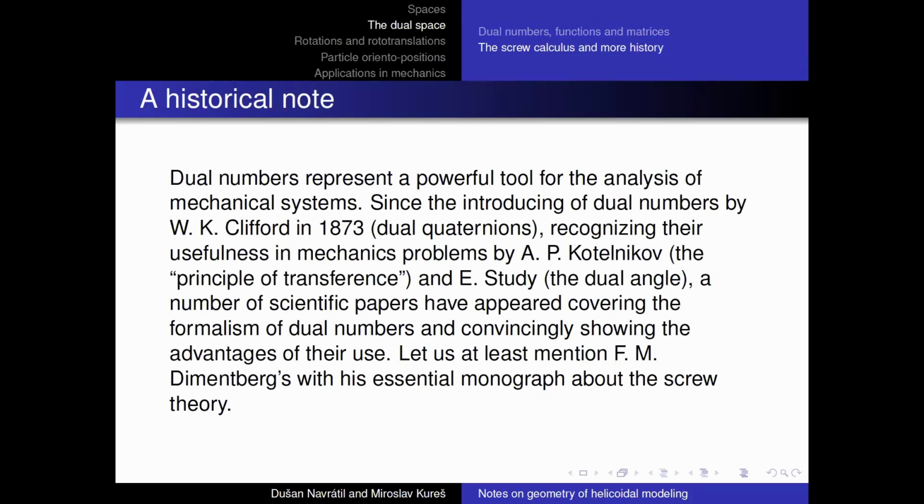Let me here just briefly mention some names in the history of dual numbers. They were invented by W.K. Clifford in 1873. The importance in mechanics was later recognized by Kotelnikov and Study, and Dimenberg made a significant work with essential monograph about the screw theory.